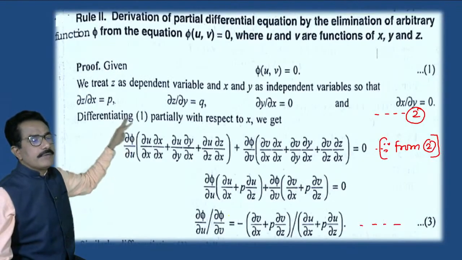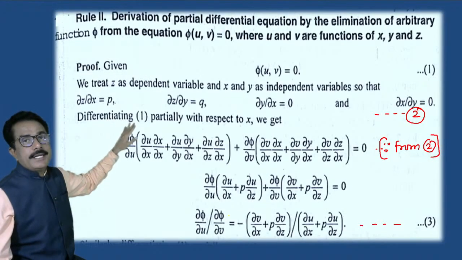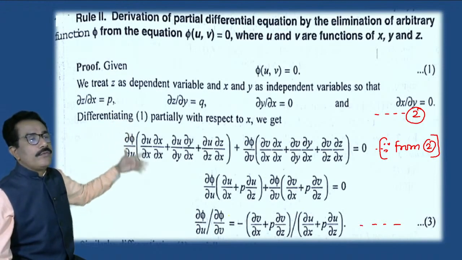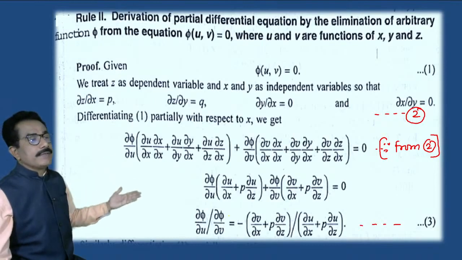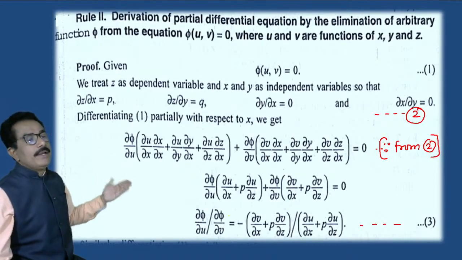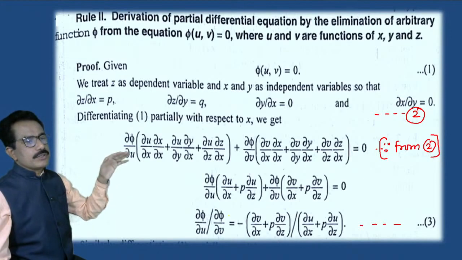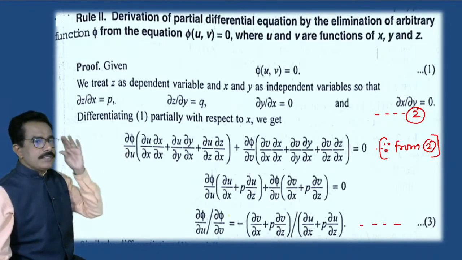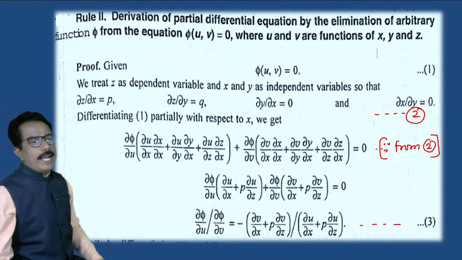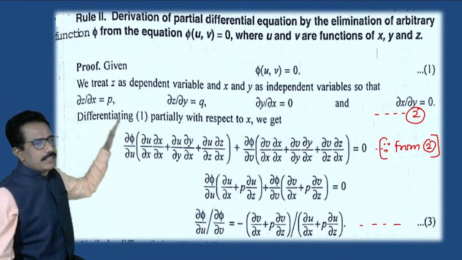Now this is the theory in which we have to form the partial differential equation by eliminating the arbitrary function, which is of the form phi of u comma v is equal to 0, where u and v are functions of x comma y and z. Okay, so this completes the proof.